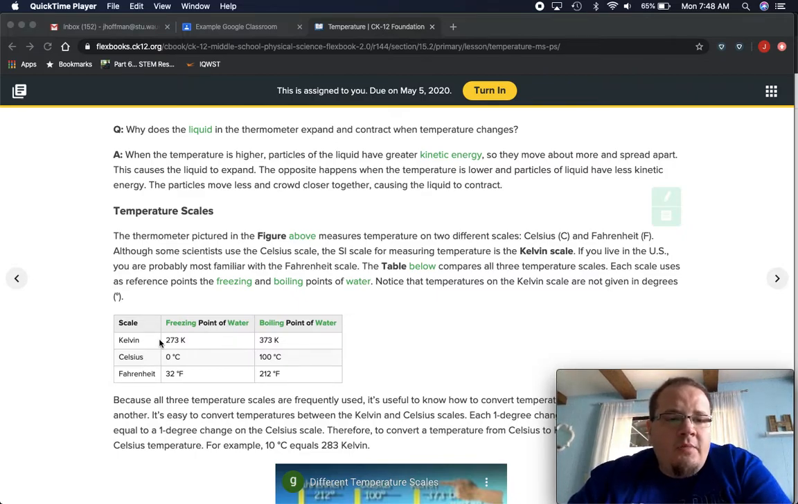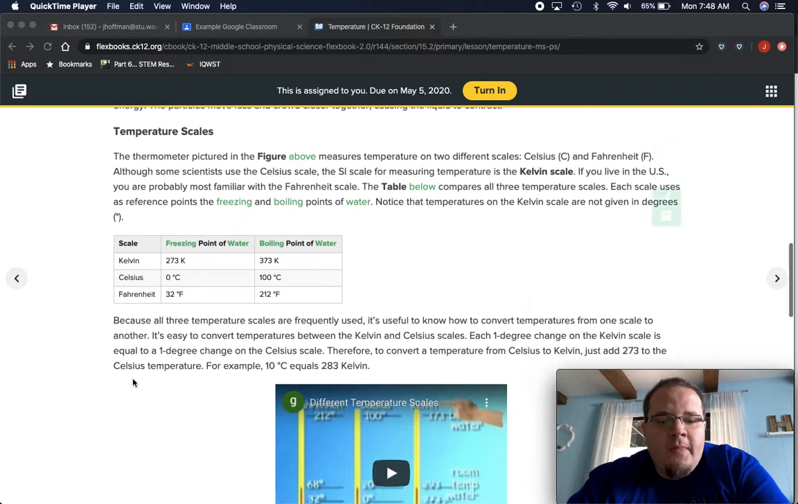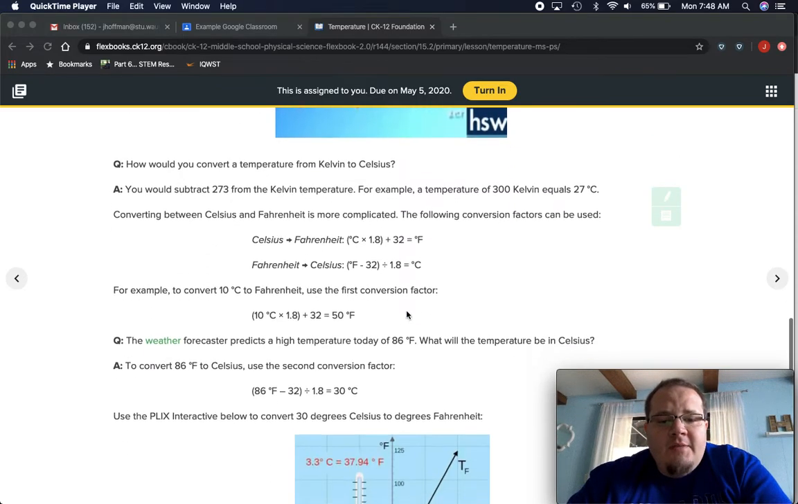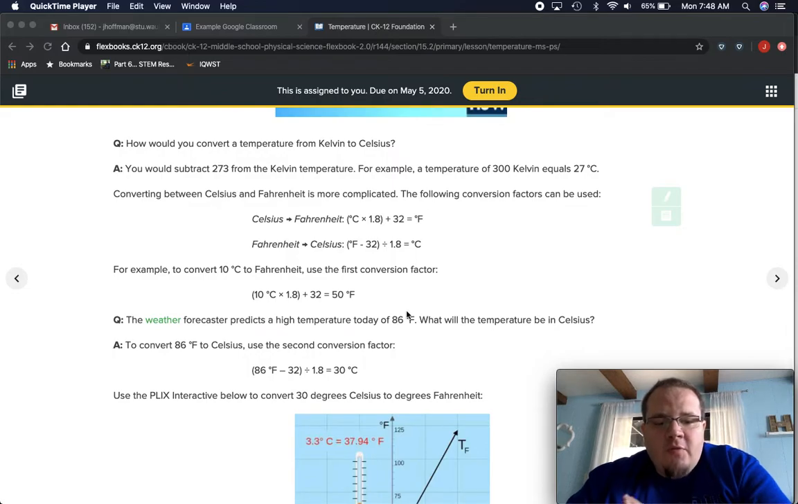So what you're going to be doing today is reading through and diving into the three different ways that we measure temperature. I'm going to ask you to make sure that you're looking at this video. It does a nice job distinguishing between the three. And then last but not least, we get down here, and this is where we get a little bit of math. But again, if you follow along, I think you'll be doing just fine.